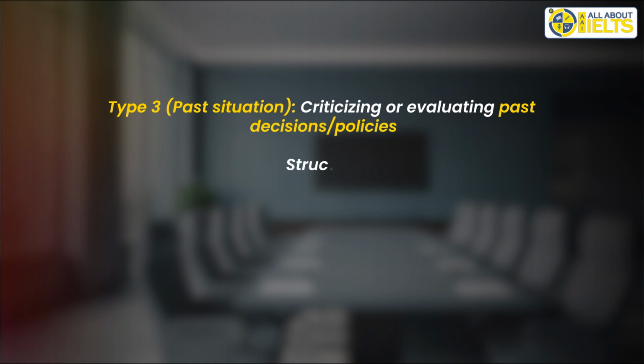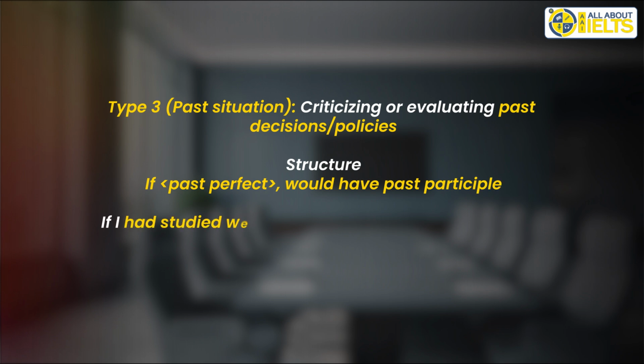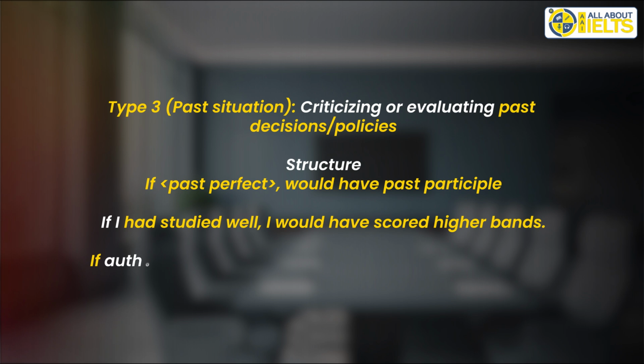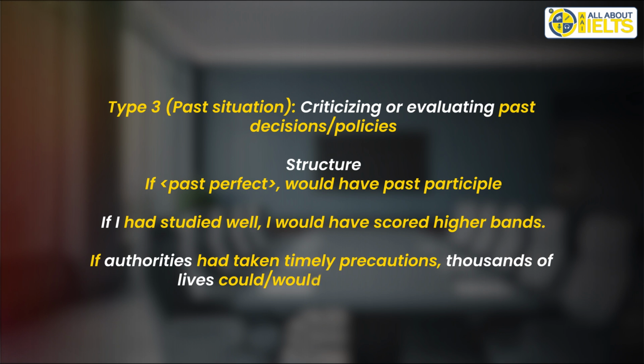Type 3, for past situations. These are used when you are criticizing or evaluating past decisions or policies. Structure, if past perfect, comma, would have past participle. For example, if I had studied well, I would have scored higher bands. If authorities had taken timely precautions, thousands of lives could have been saved or would have been saved.